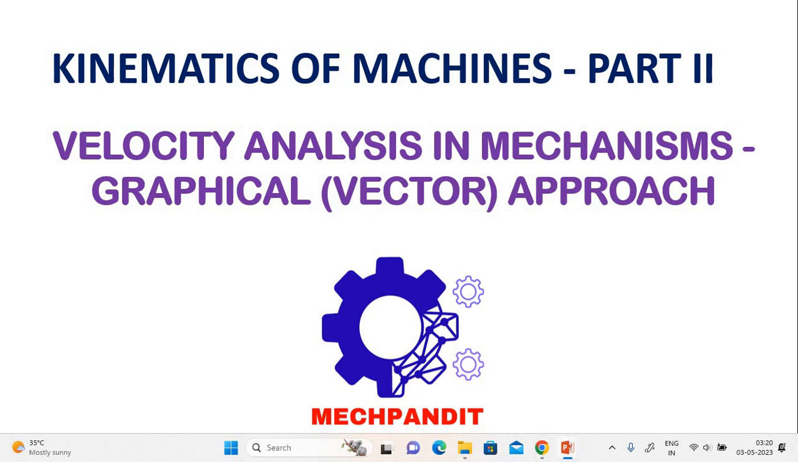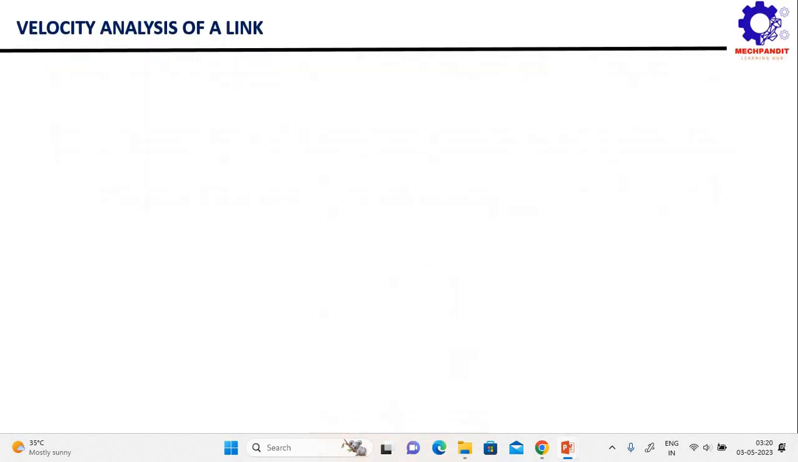Now in this session we will start with a basic analysis, that is particularly the velocity analysis of a link. Before jumping directly to a mechanism, which is nothing but a combination of links, we will first see how to conduct the velocity analysis of a link.